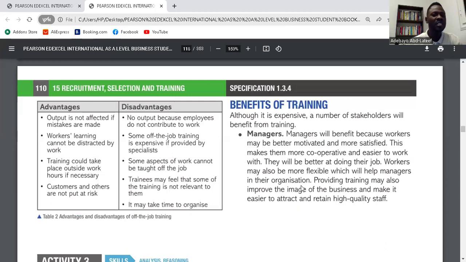The problem about it is, one, no output, because employees do not contribute to work. You will be paying them, but they are not at work. Some off-the-job training is expensive if provided by specialists. It's always expensive because it's carried out by other businesses. Some aspects of work cannot be taught off the job because you need practicals too. And companies might not want to expose their operational practice to other businesses. So you might not be able to get some aspects of the work through off-the-job training.